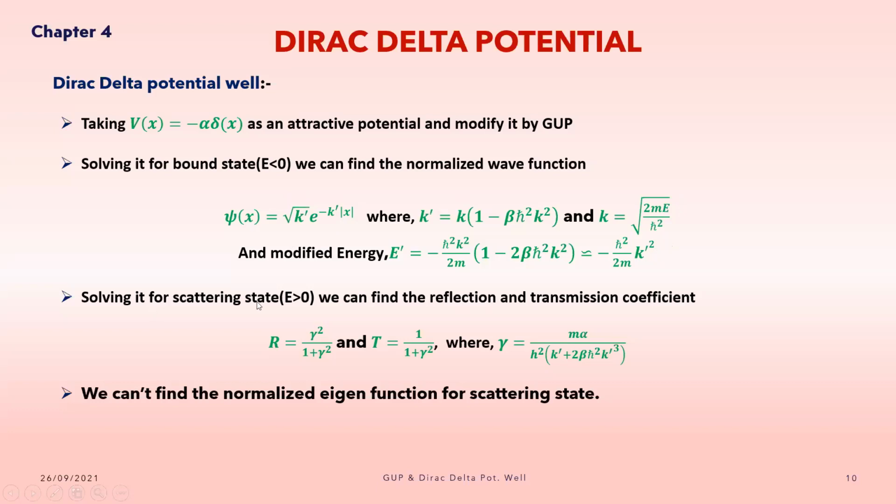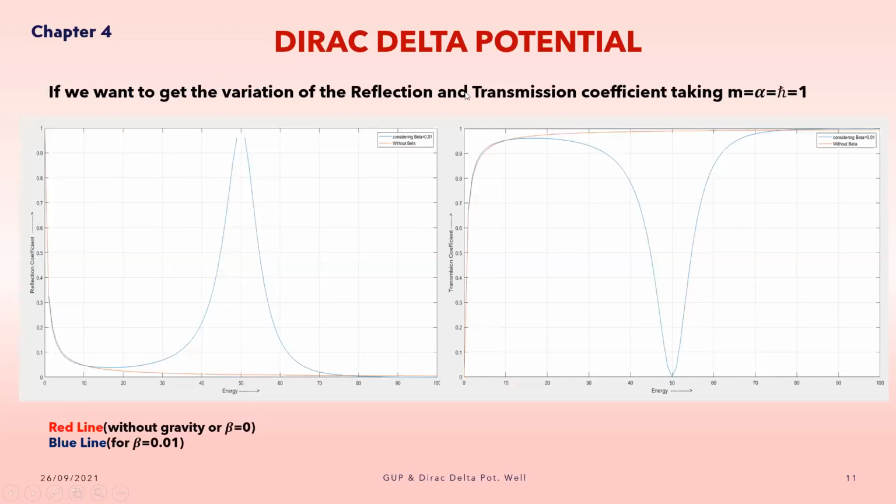Okay, so after solving the scattering state for E greater than 0, we got the reflection coefficient R and also the transmission coefficient T, which is dependent on gamma, and gamma is dependent on the k prime, and we know that the k prime is dependent on k, and k is dependent on the energy. Now we plot this variation of the reflection and transmission coefficient taking m, alpha and h cut equal to 1, and we get these two plots.